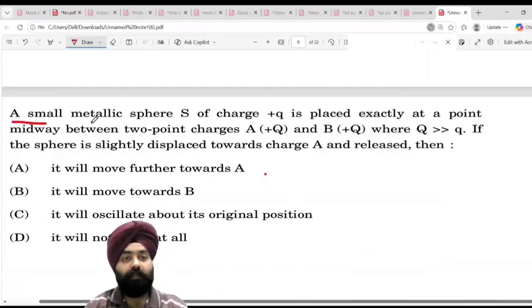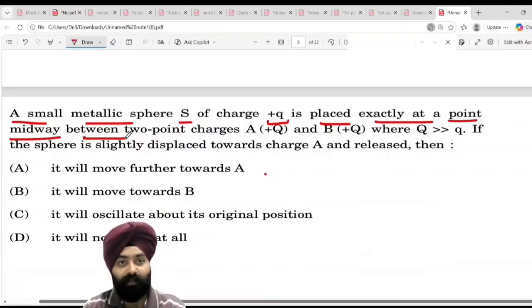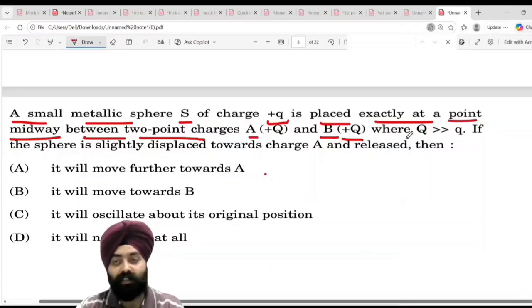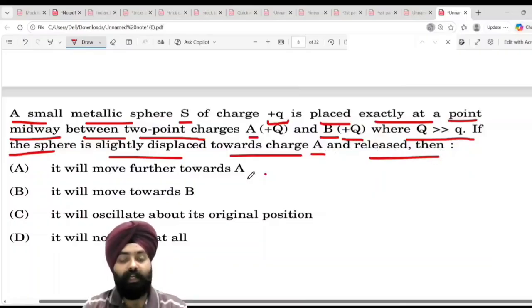A small metallic sphere S of charge plus q is placed exactly at a point midway between 2 point charges, A, which has charge plus Q, and B, which has charge plus Q, the same charges, where capital Q is very much greater than small q. If the sphere is slightly displaced towards charge A and released, then what will happen? It will move further towards A, it will move towards B, it will oscillate about its original position, it will not move at all. What will be the answer?